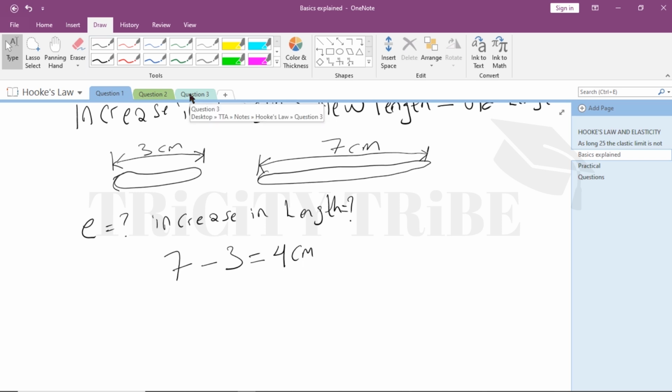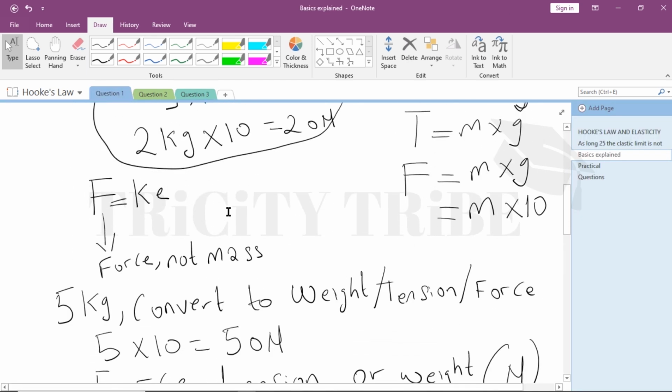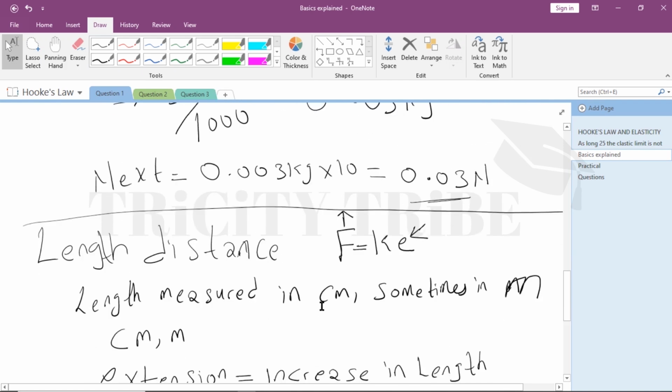Now I want to look at something. This is a question. A spring has an unstretched length of 12 centimeters. When you say unstretched length, it means what? Original length. Then it says what load is needed to stretch the spring to a length of 15 centimeters. That's the new length. Let me write this out for you here.